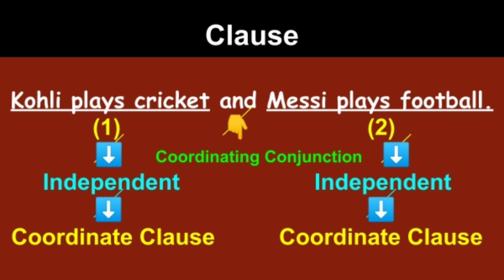যখন দুটি ইন্ডিপেন্ডেন্ট ক্লজ একটি কোঅর্ডিনেটিং কনজাংশন দ্বারা যুক্ত হয়, ক্লজ দুটিকে বলা হয় কোঅর্ডিনেট ক্লজ। এখানে অ্যান্ড কনজাংশনটি কোহলি প্লেস ক্রিকেট এবং মেসি প্লেস ফুটবল এই দুটি ইন্ডিপেন্ডেন্ট ক্লজকে যুক্ত করেছে। যখন কোনো একটি কনজাংশন একই জাতীয় ওয়ার্ড, ফ্রেজ বা ক্লজকে যুক্ত করে, সেই জাতীয় কনজাংশনকে বলা হয় coordinating conjunction.